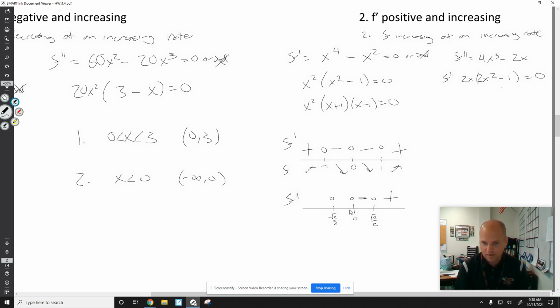Now, if I plug in something very, very small that's negative, this is a negative. But this small negative number squared times 2 is a very small positive minus 1. It's going to be a very small negative. So I have a negative times a negative now in this interval. That turns into a positive.